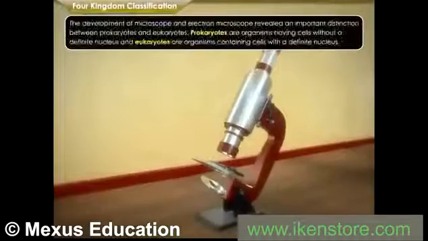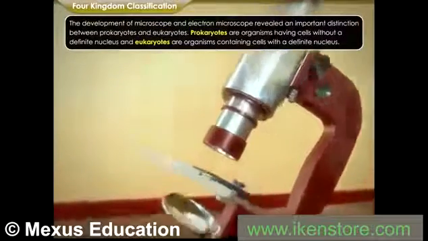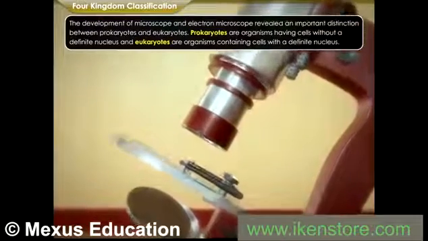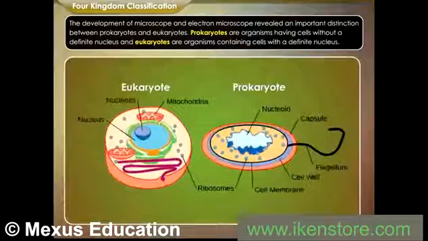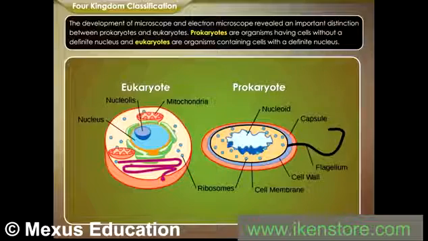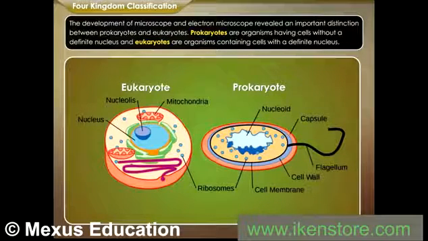The development of microscope and electron microscope revealed an important distinction between prokaryotes and eukaryotes. Prokaryotes are organisms having cells without a definite nucleus, and eukaryotes are organisms containing cells with a definite nucleus.